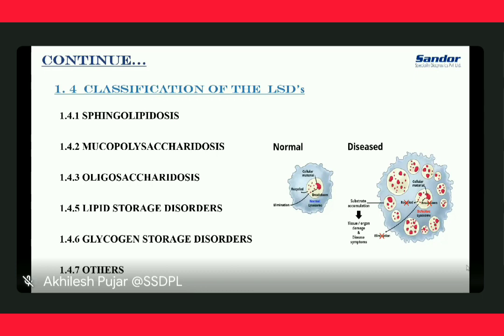Here I have distributed them into 7 categories. For example, the first category is sphingolipidosis. In sphingolipidosis, there are molecules called sphingolipids that are getting accumulated inside the cells. Similarly, the second category is mucopolysaccharidosis. I know again these are very long terms.